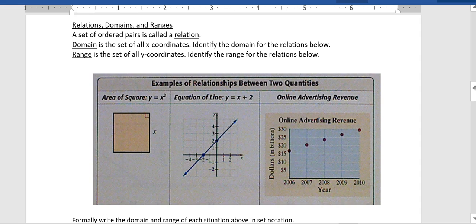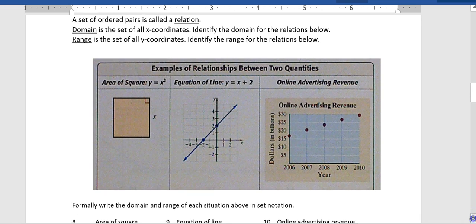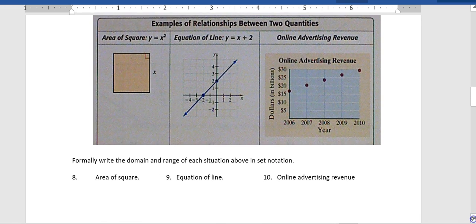So I took a picture of a textbook just to give us 3 different situations. In this picture, you can kind of see there's 3 tables. On the left, it's labeled area of a square, and it says y equals x squared. So for the domain, we have to think, what values can x be? Well, in this picture, x is labeled as a side of the square. So we know x is a side of the square. And what values could a square have for its side?